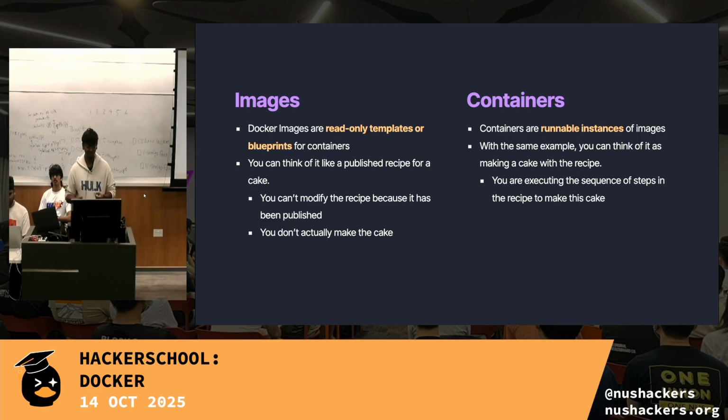A Docker container is a running instance of the image. So the example over here would be, you've got the recipe, you run containers using the recipe to create the cake itself. So it's just following a sequence of steps. That's Docker containers.